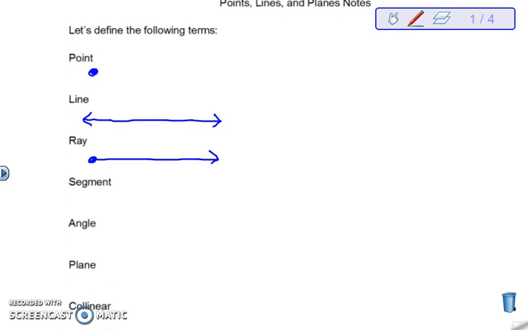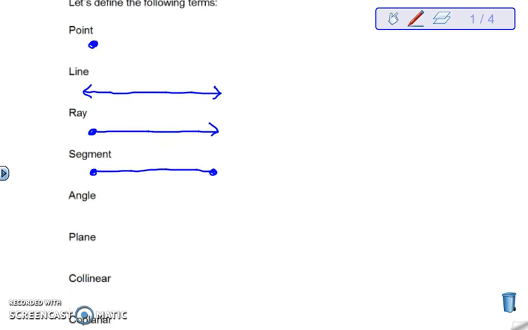For a segment, you'll also see this called a line segment. The big difference between a segment, a line, and a ray is that the segment actually has dots on both sides. It has points. That means it has a specific starting and ending point. Therefore, it's going to have a specific length, and we'll be able to work with segments a lot more than we normally work with lines and rays.